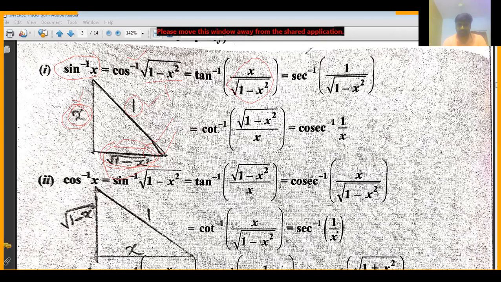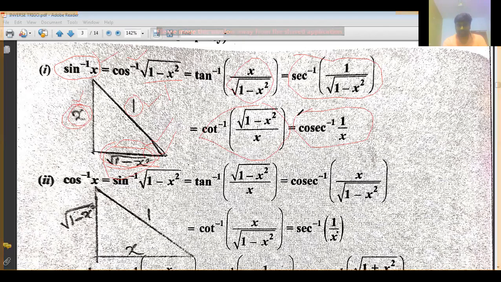Now, what about secant inverse? Reciprocal of cos. So, what is cos? Root 1 minus x square. Reciprocal of this: 1 by root 1 minus x square. And what about cot? Reciprocal of tan. Correct? That you can understand. And what about cosecant inverse? Reciprocal of sine. Initially sine inverse x, so that is reciprocal, 1 by x. Clear? So like that, we can go for writing the remaining 5 inverse trigonometric functions from the given inverse trigonometric function.